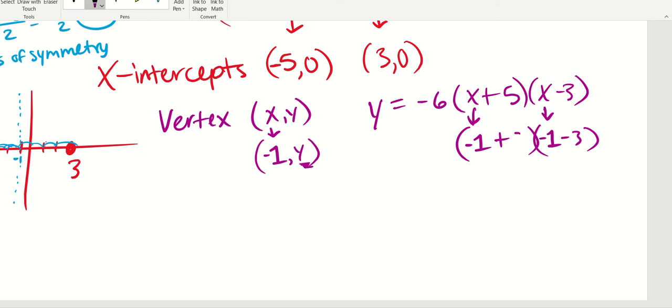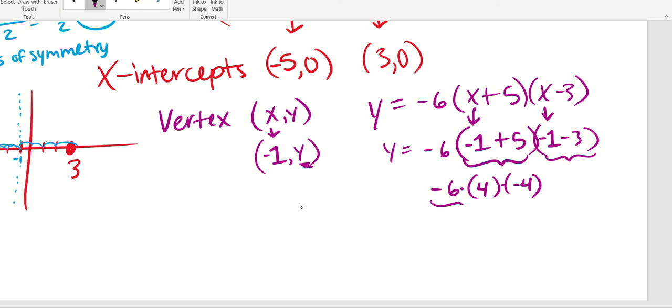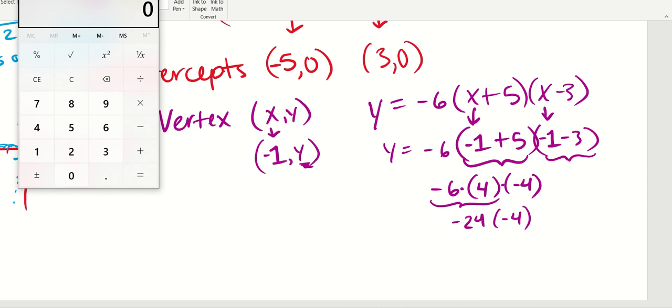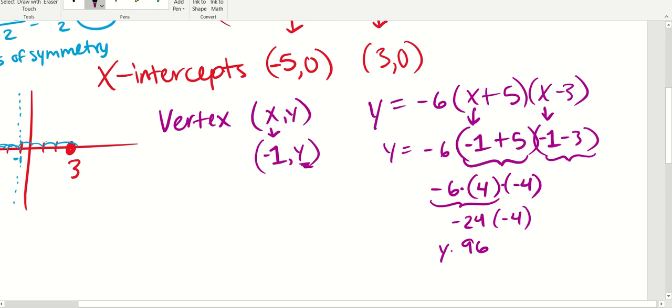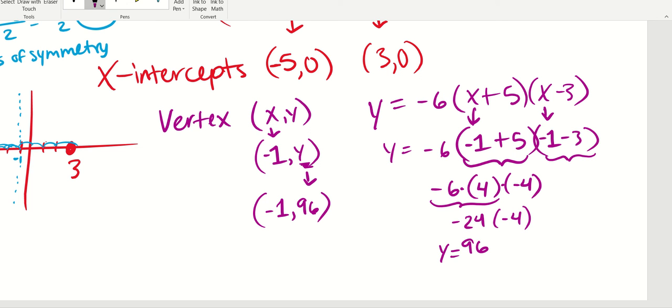Okay, so we bring everything else down. And as you notice, now we just have numbers on the right side and then a y on the left side because we're solving for y. So following PEMDAS, we're going to do the parentheses first. So negative 1 plus 5, that's 4. And negative 1 minus 3, that's negative 4. All of these three numbers are multiplying, so it doesn't matter what order you do them. Negative 6 times 4, that's negative 24. And then you still have times negative 4. So negative 24 times negative 4, I don't know that off the top of my head, so let's calculate that. So 24 times 4, that would be 96, okay? Negative times negative is positive, so that would be positive 96. All right, so then that's our y value. So negative 1, comma, 96. That is our vertex right there.